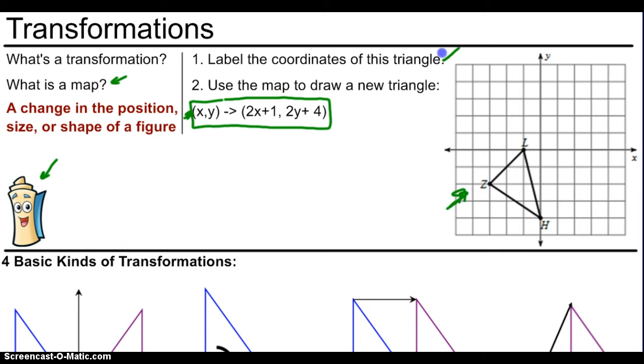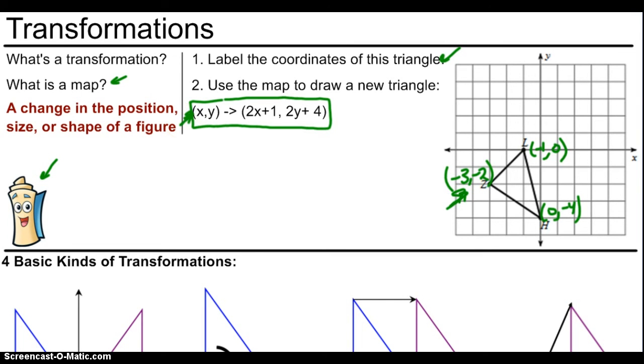So step one is to label the coordinates of that initial triangle. So go ahead and label the coordinates L, H, and Z. L looks like it's at -1, 0. H is at 0, -4. And it looks like Z is at -3, -2. Alright. Now what we're going to do is move those points around using this map.